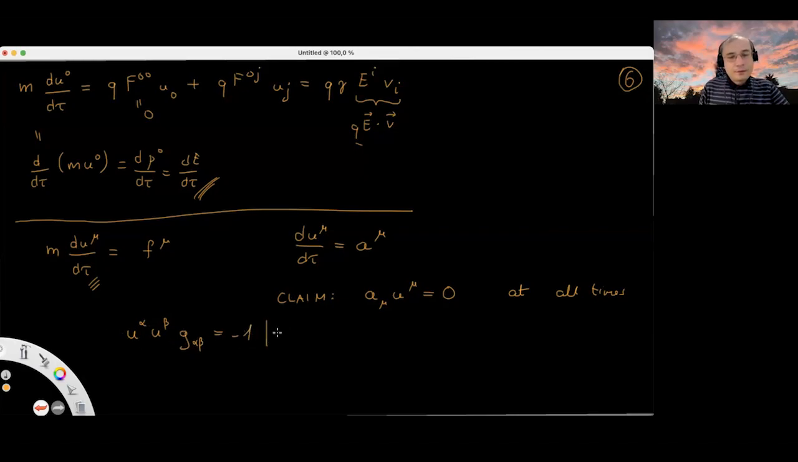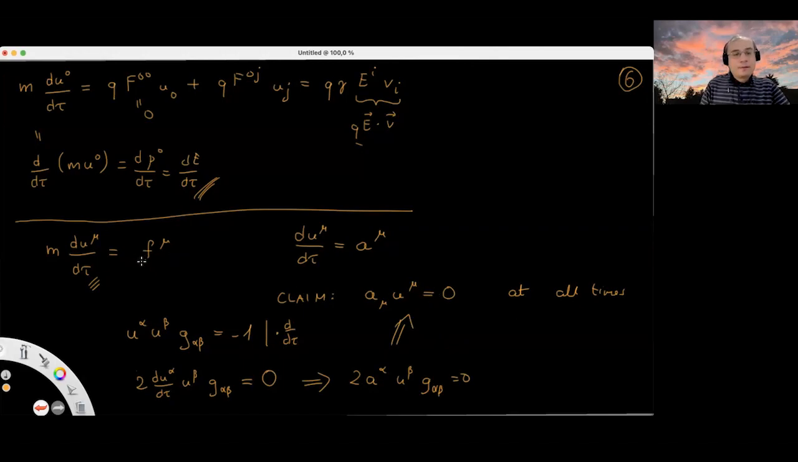And now let's differentiate this with respect to the proper time. What we get here is two times the derivative with respect to τ of u^α u^β g_αβ. The derivative may attack u^α, it may attack u^β, and it may attack the metric. The metric is constant in a given frame. And these two are exactly identical terms with slightly different indices. So that's what you get, and this must be equal to zero. It follows that two times the four-acceleration times four-velocity times g_αβ is equal to zero. And it follows that we have this thing here.